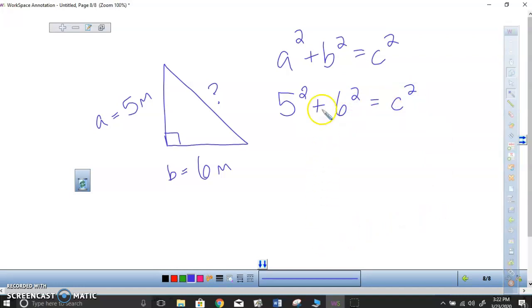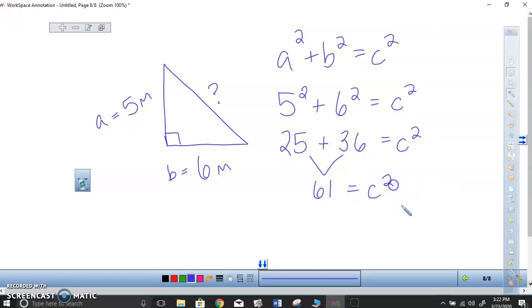Now we just evaluate these. Remember exponents: when I'm squaring this, this is 5 times 5, not 5 times 2, which gives me 25. This is 6 times 6, which gives me 36. That equals c squared. Order of operations tells me I need to add these, so that gives me 61 equals c squared. Now I'm not finished because I'm squaring this and I need the inverse. The inverse operation for squaring something is to square root both sides. So now I need to find the square root of 61.